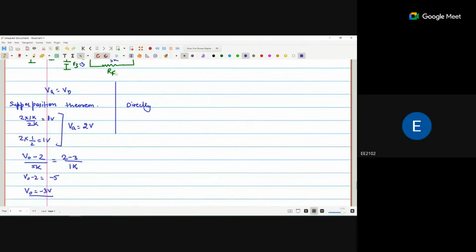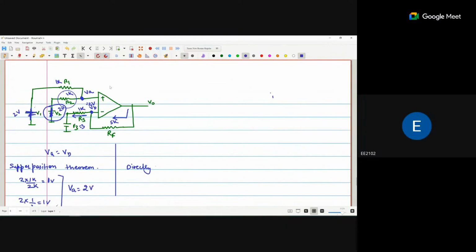Okay, so you can use any method. Superposition theorem, you can apply, or the direct method also. How do we calculate the VA voltage using the direct method? Okay, so this 2 volts, the current is flowing in this direction. So what is the current I? I is 2 minus 2 divided by 1 plus 1.